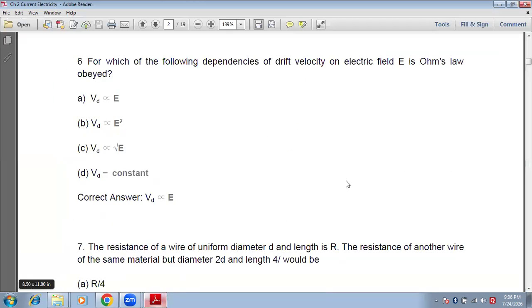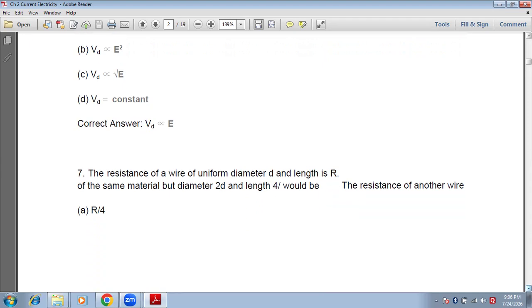6. For which of the following dependencies of drift velocity Vd on electric field E is Ohm's law obeyed? A. Vd proportional to E. B. Vd proportional to E squared. C. Vd proportional to square root of E. D. Vd equals constant. Correct answer, Vd proportional to E.